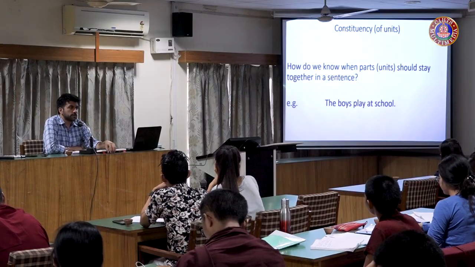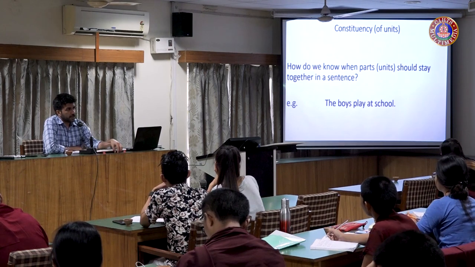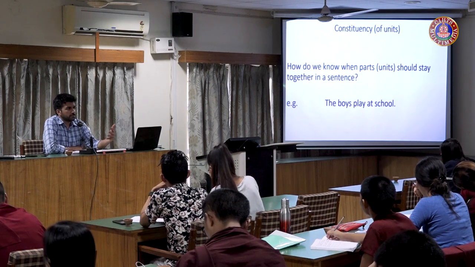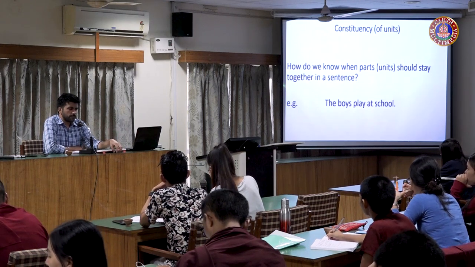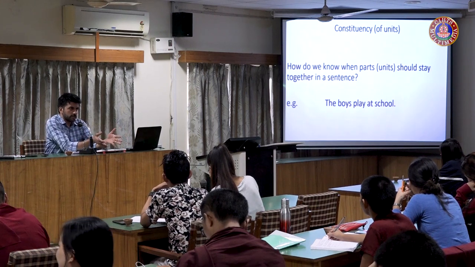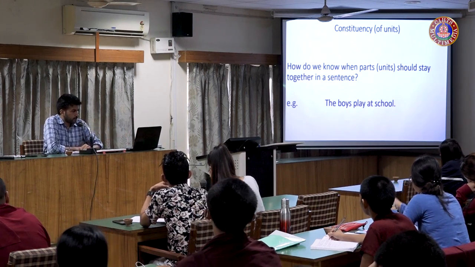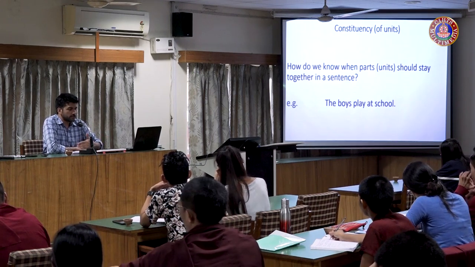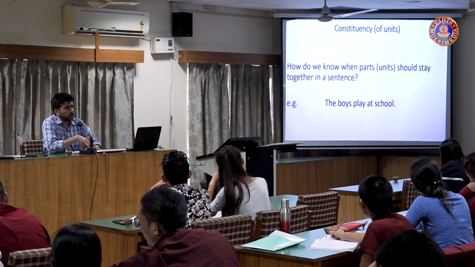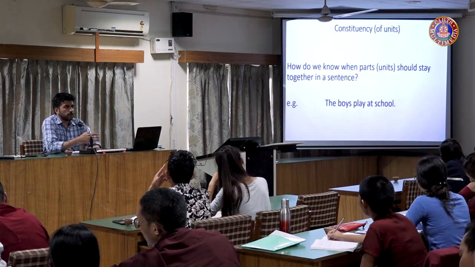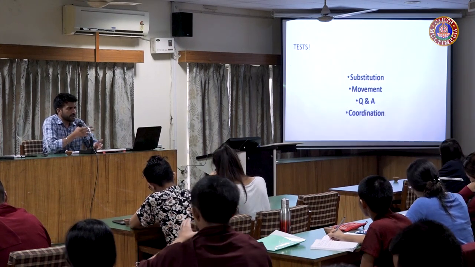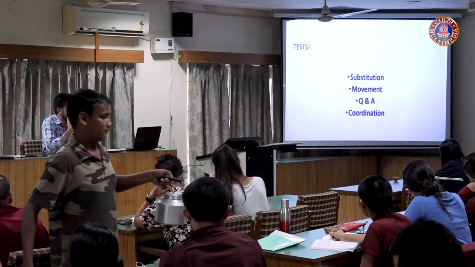Okay? So how do we know which constituents stick together, combine together? In order to understand, linguists give us a series of techniques we call constituency tests. I know it's getting a little technical, but if you want to understand sentences on the level of syntax, sentences like this, the boys play at school, we have to understand the constituents, valid constituents, invalid constituents. So the tests I'm talking of, there are many methods, but I have brought four ways how we can look at a sentence. They are called substitution test, movement test, question and answer test, coordination test. So what do I mean by that?